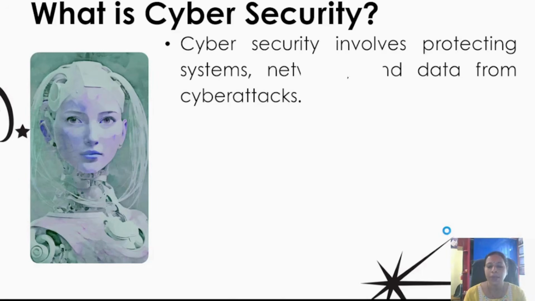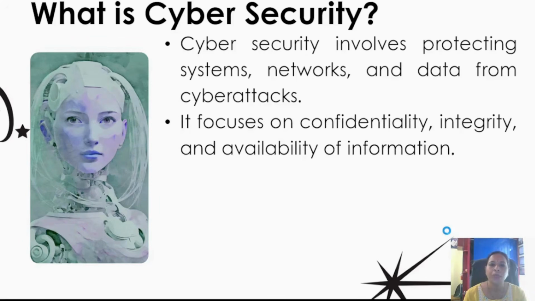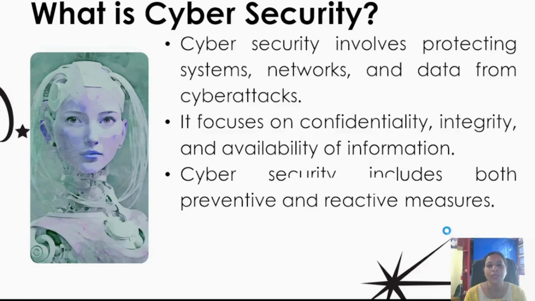So, basically, cybersecurity refers to the protection of systems, networks, and digital information from cyber attacks. The main goal of cybersecurity is to maintain confidentiality, integrity, and availability of information, and these are collectively known as the CIA triad. Cybersecurity basically involves both preventive actions, such as installing firewalls or encryption, and reactive measures like incident response when attacks occur.